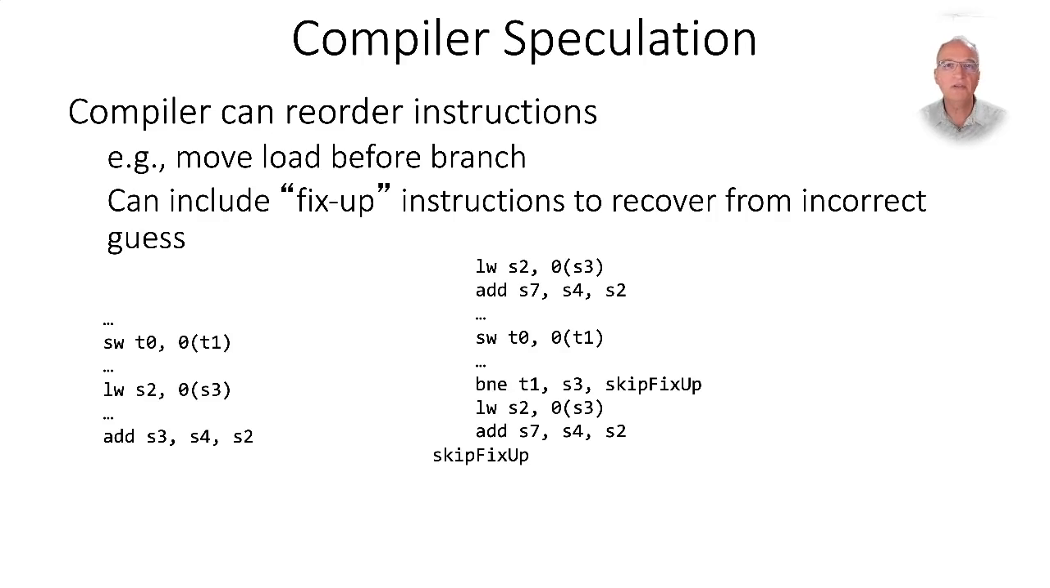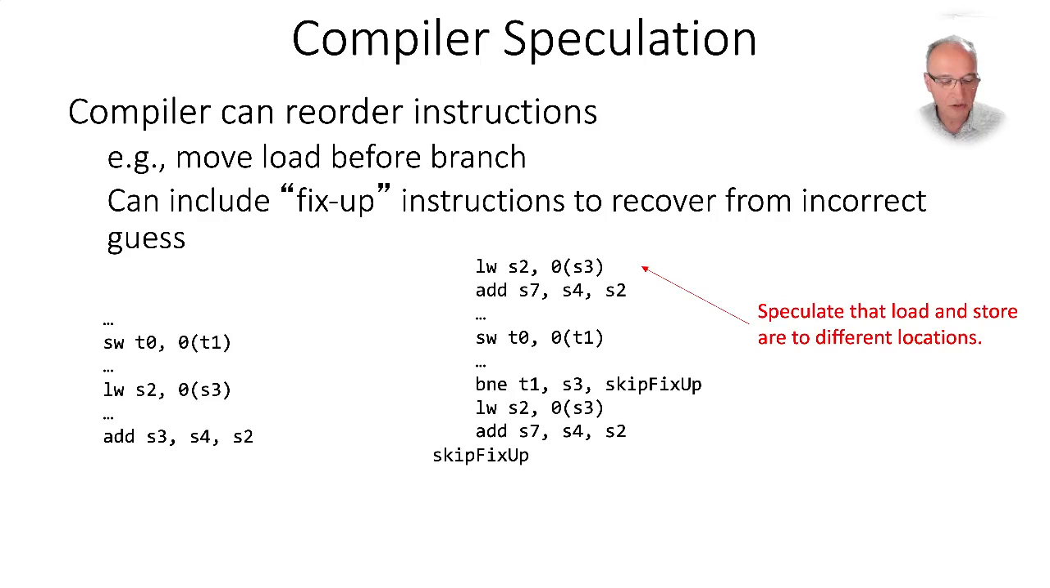In some instruction set architectures, such as the Itanium, there were special instructions to speculate that way. So here I speculate that the load and store are to different locations, and I redo the load if the load is incorrect. One thing I need to be aware of here is that this load could, for example, cause an exception, especially if I'm speculating a load before a branch. The branch could be to test, for example, whether this value is 0, and now I'm loading from the address 0, which will produce a segmentation fault.